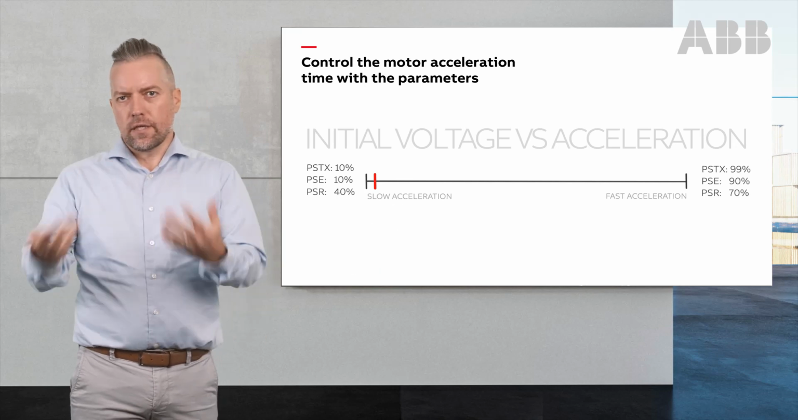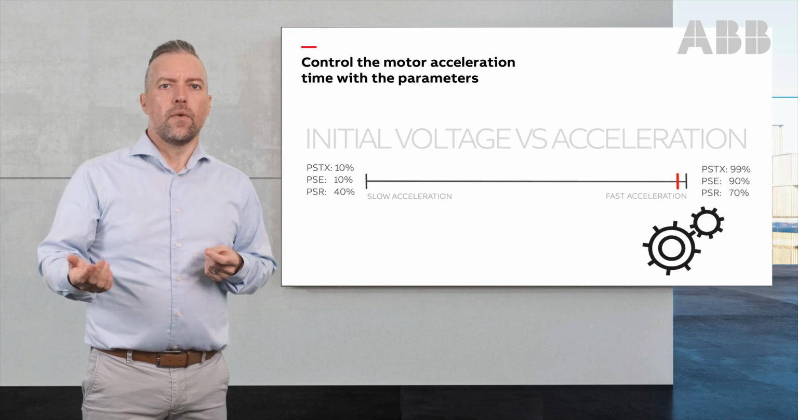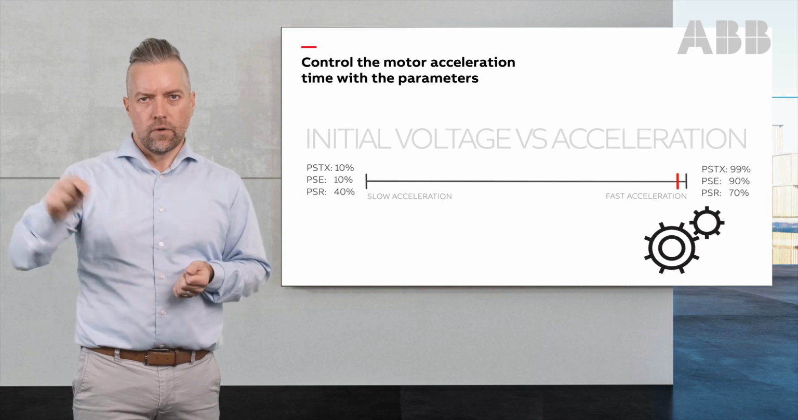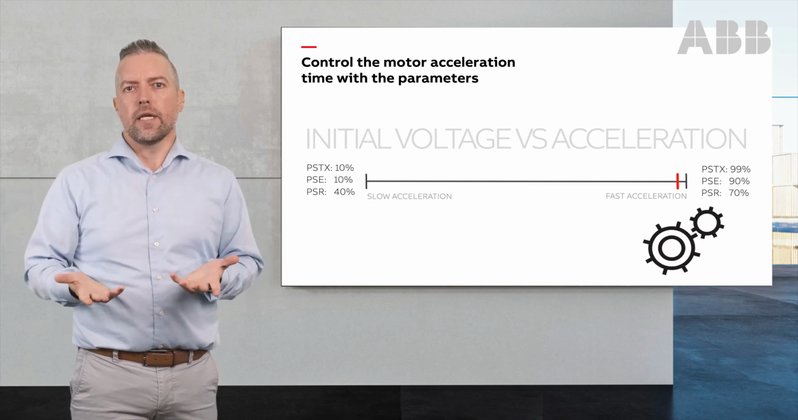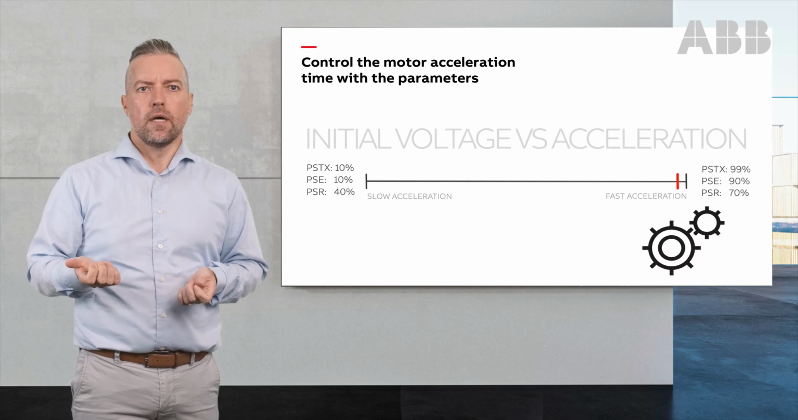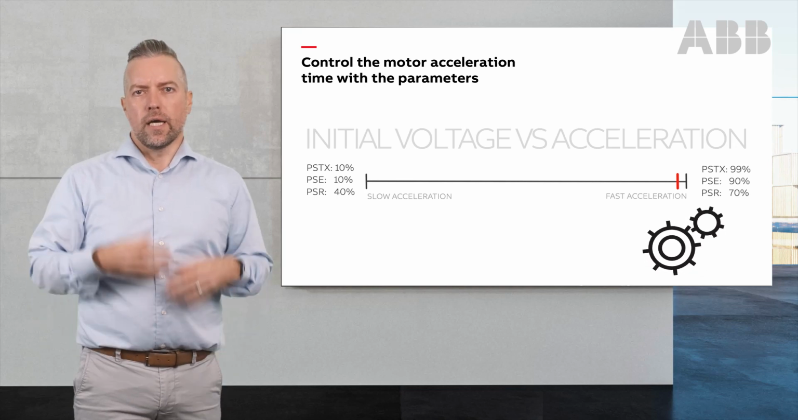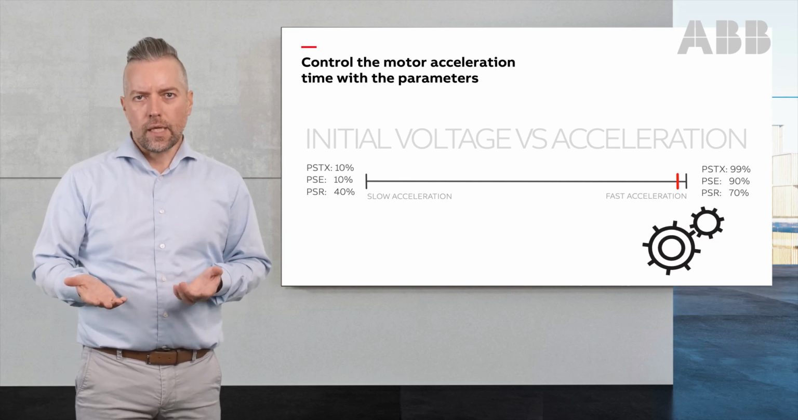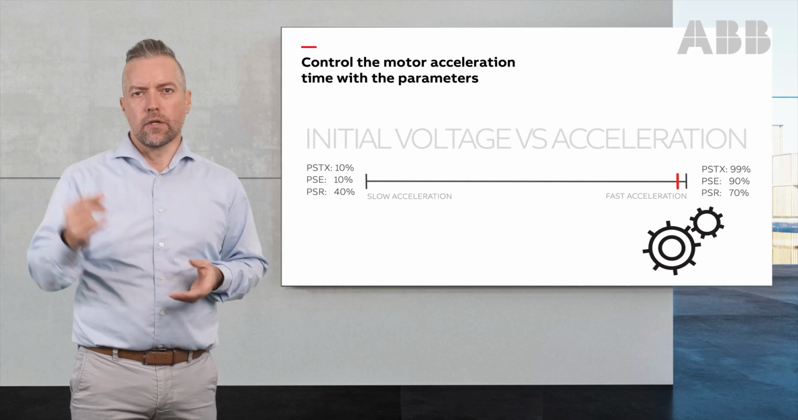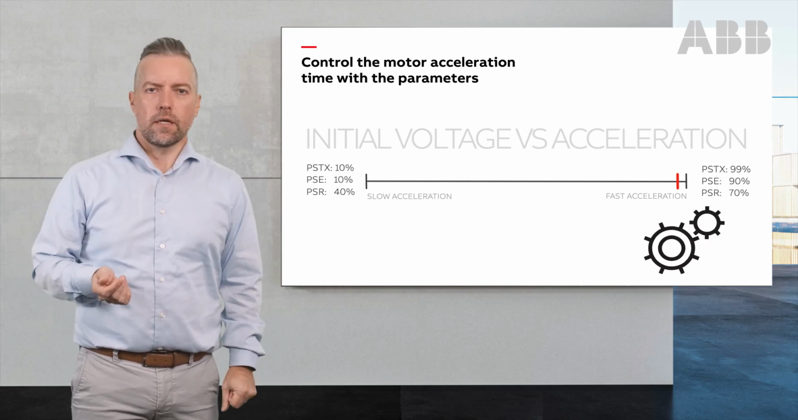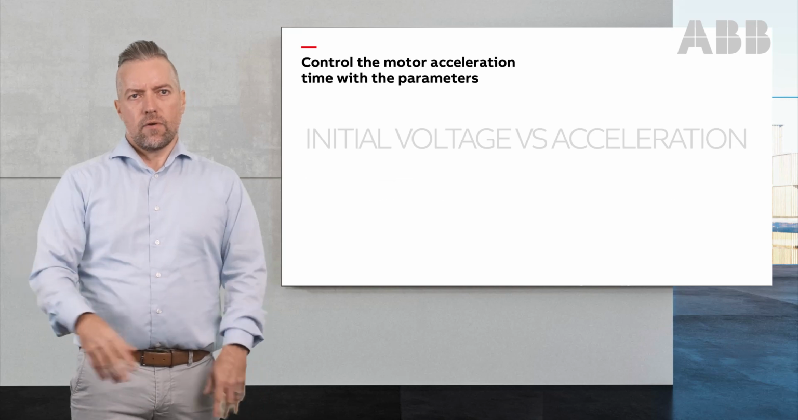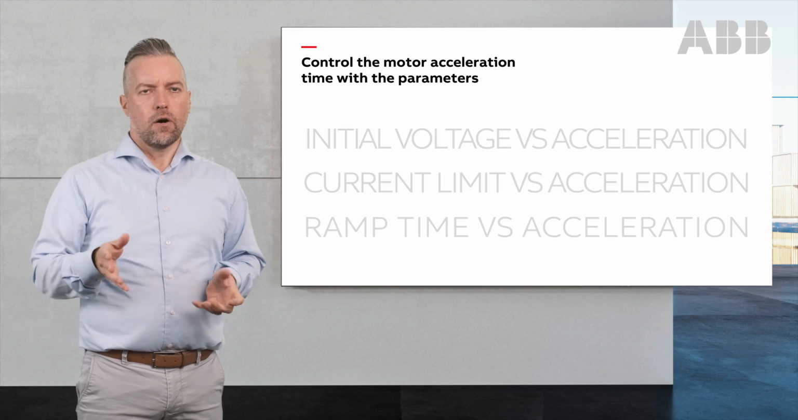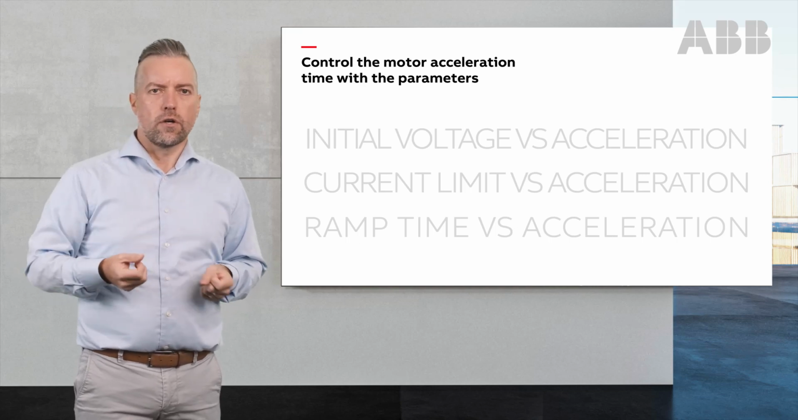And if we want faster acceleration, we go to the other side and increase the initial voltage where the voltage should start from. Here for the PSTX we have 99% voltage, and for the PSE 70% and PSR 70%. That will make your acceleration quicker because you're applying more voltage at the same time. Those are 3 parameters that affect acceleration, and you can play with them to get a longer or shorter start.